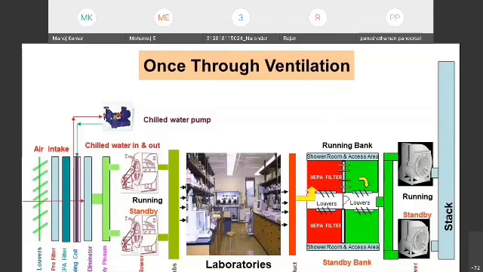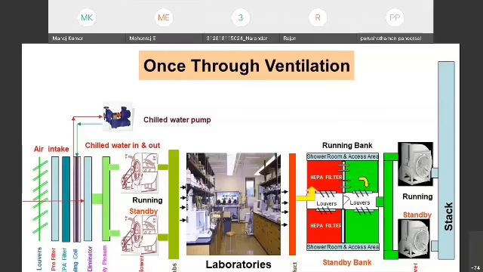Then it goes to a HEPA filter. HEPA is a special filter. It is called a high efficiency particulate air filter, where the efficiency is 99.97% down to 0.3 microns. When it passes through these 3 levels of filters, you can be sure that the air is free from contamination. And now this clean air passes through a cooling coil.